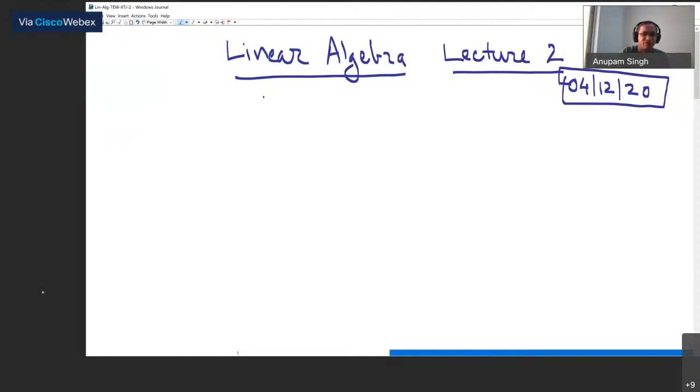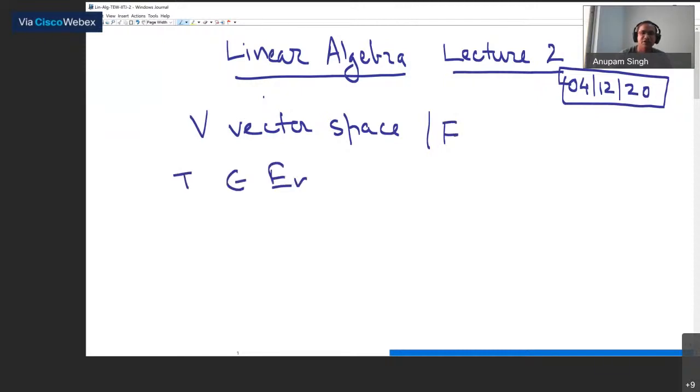We were talking about canonical form theory yesterday. So let me just quickly review what we were trying to do yesterday. So we have a vector space V over a field F, and we take T a linear transformation. So it's an element of End V.